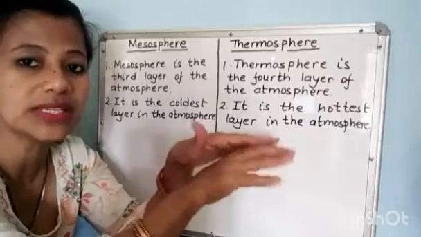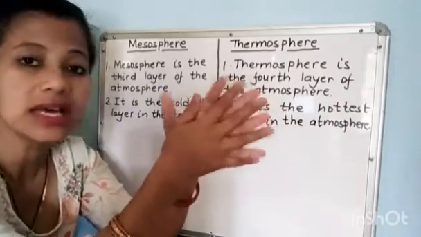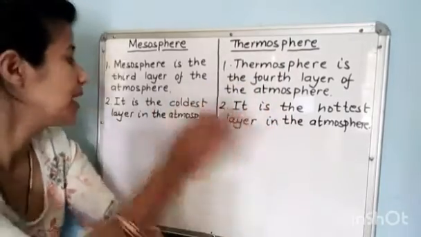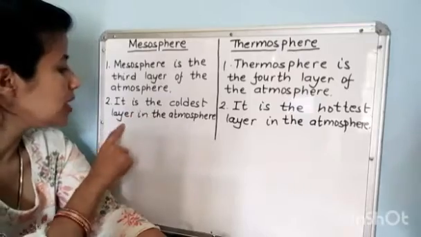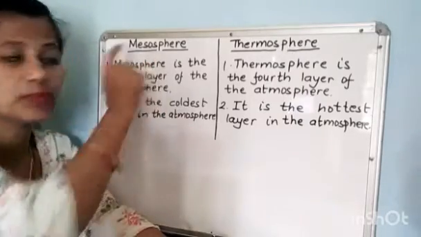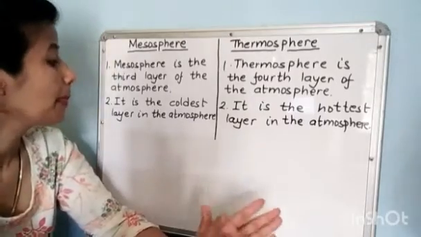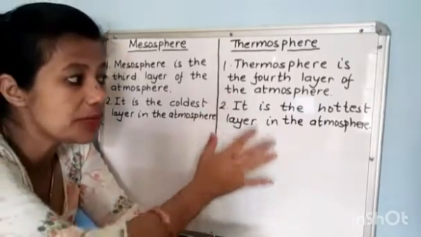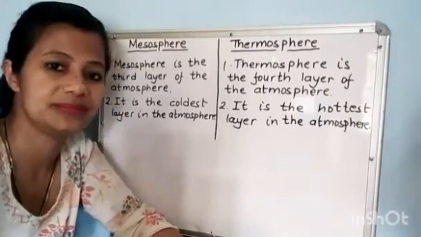Collectively, what do we say? Thermosphere is the hottest layer. The second point: mesosphere is the coldest layer in the atmosphere, and thermosphere is the hottest layer in the atmosphere.